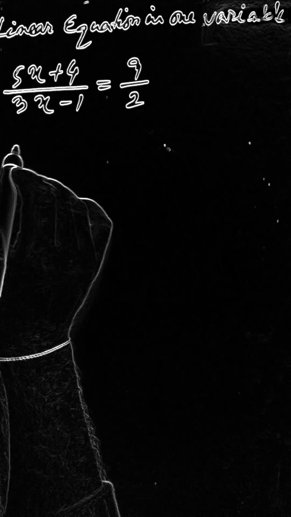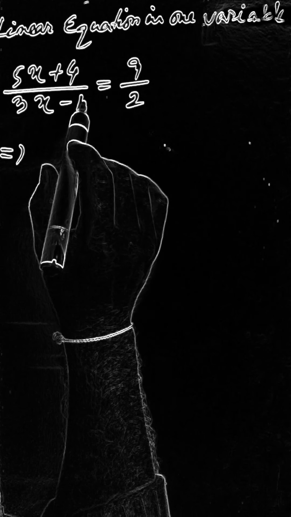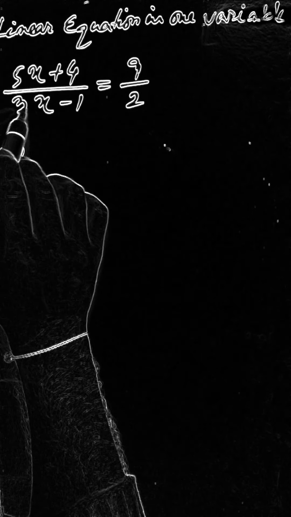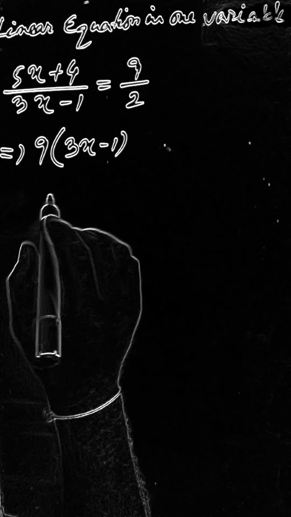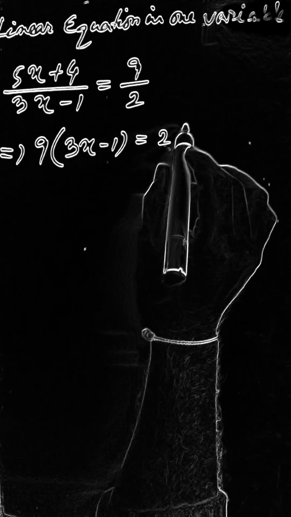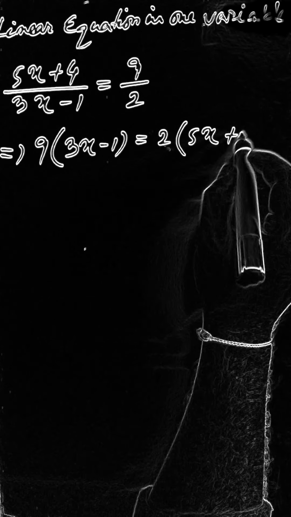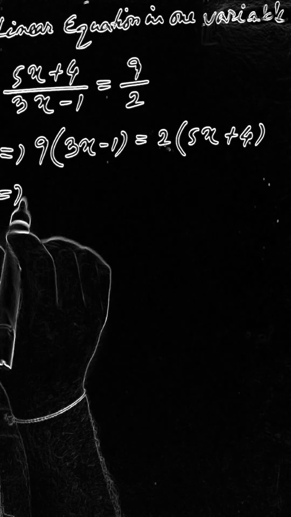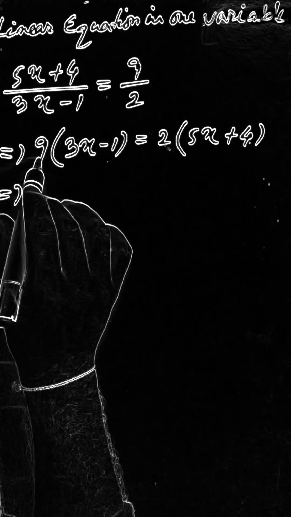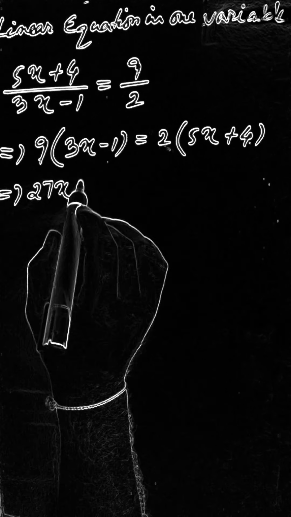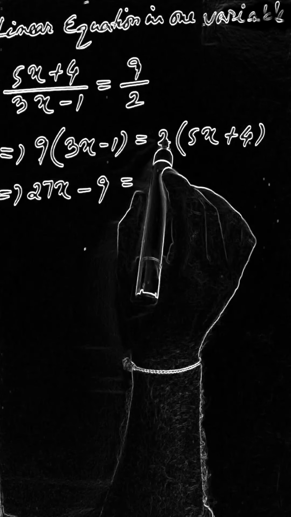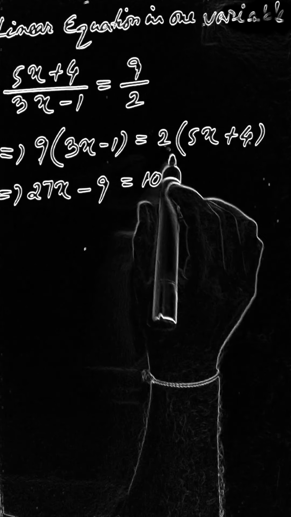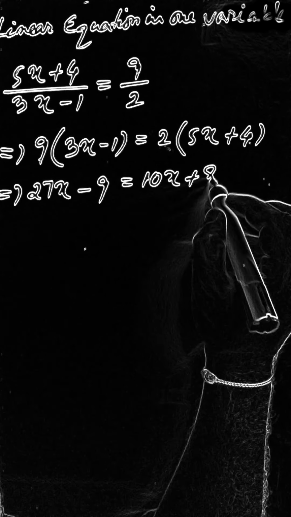So now I will multiply with 9 and 3x minus 1. How? 9, then here 3x minus 1 whole equal to 2 multiplies with 5x plus 4. Now 9 into 3x, you'll get here 9 threes are 27x, minus 9 into 1 is 9, 2 into 5 is 10x, plus 2 into 4 is 8.